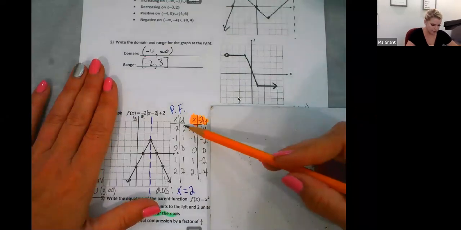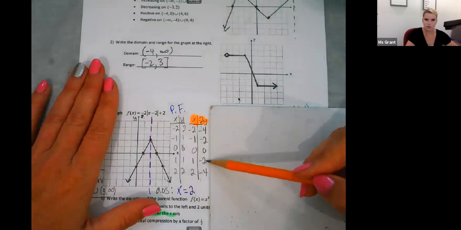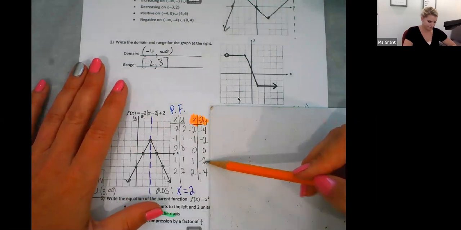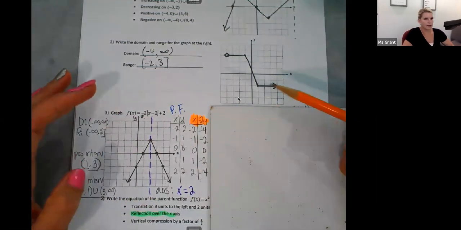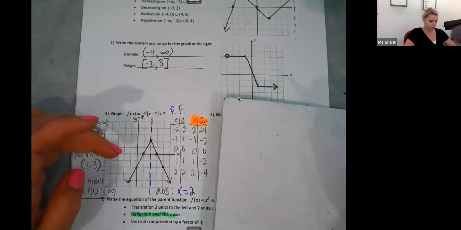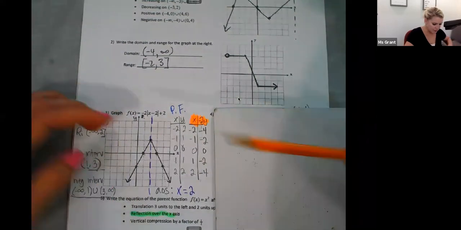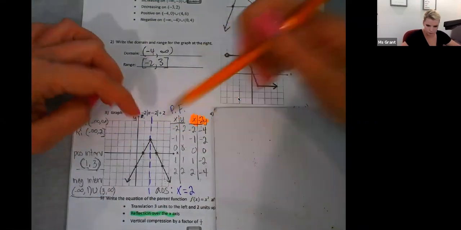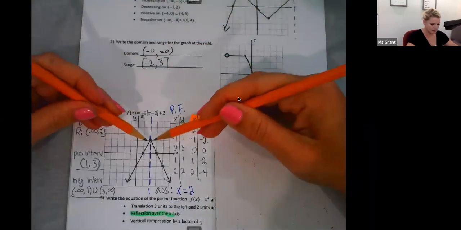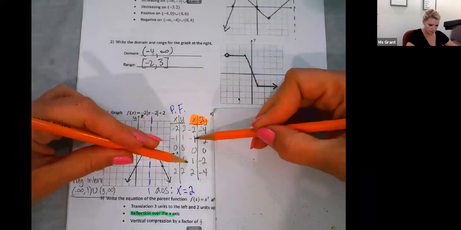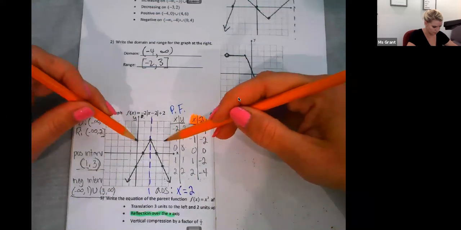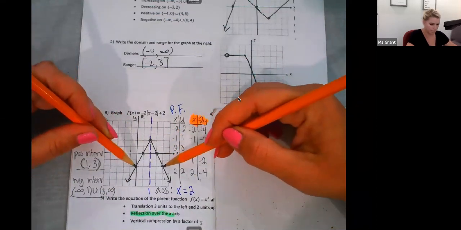Here's my parent function for absolute value. Here's how the -2 would affect it, which means that you have to do your points according to what I have here. So here we go. From my vertex, since it's downward facing, it's negative, I'm going to go over 1, down 2, over 1, down 2, over 2, down 4, over 2, down 4. Okay, so that looks good there.